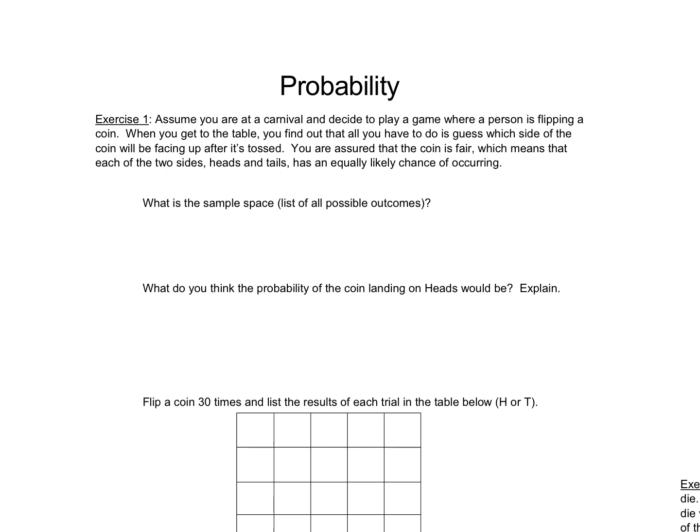You are assured that the coin is fair, which means that each of the two sides, heads and tails, has an equally likely chance of occurring. So first it asks us, what is the sample space? Remember, those are all the different possibilities or possible outcomes. So we're thinking about flipping a coin, the options are either heads or tails. So we're going to write it in our set notation. I'm going to just write H for heads and T for tails.